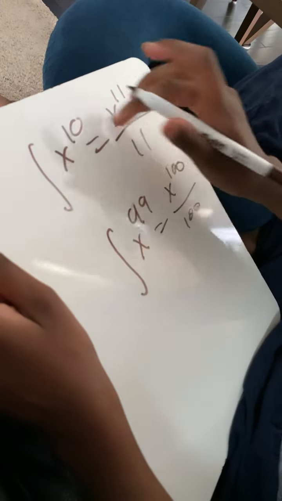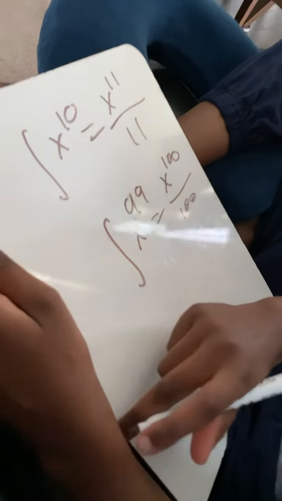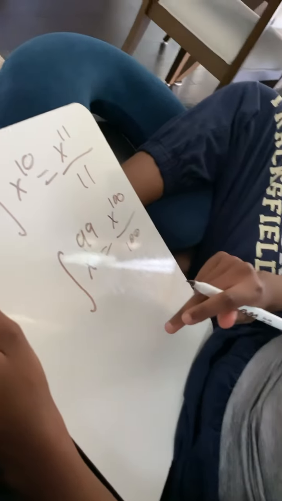Now you can keep practicing this and then you can really understand this. First start with the positive numbers, then move on to the negatives and fractions.